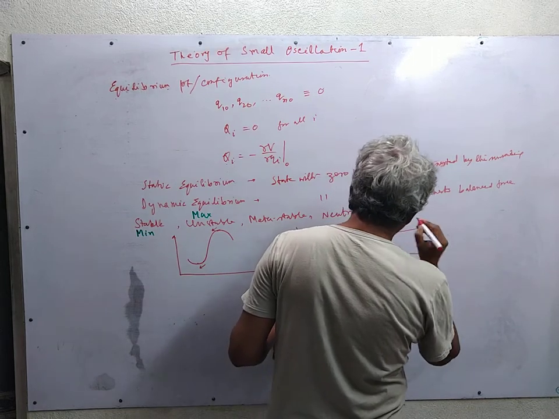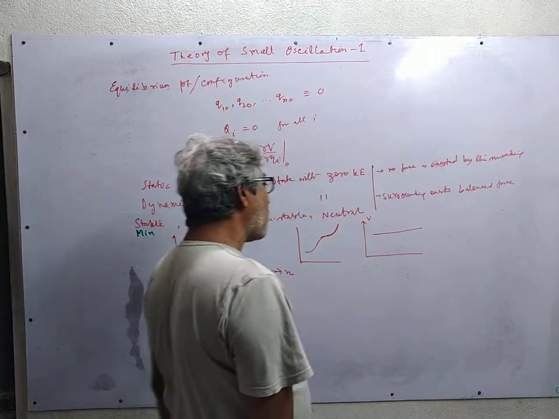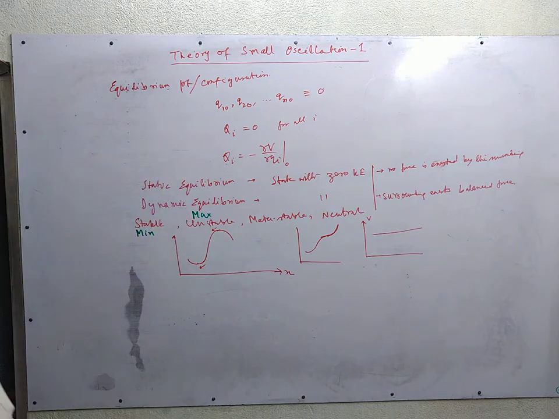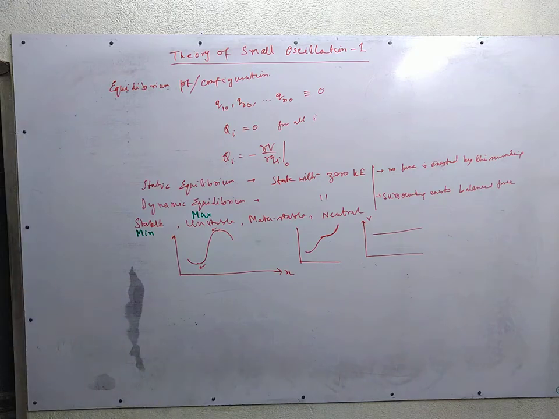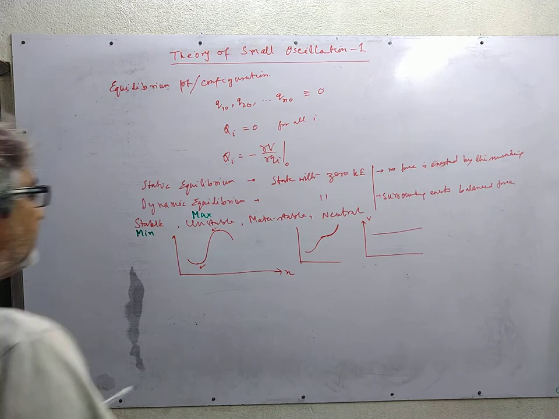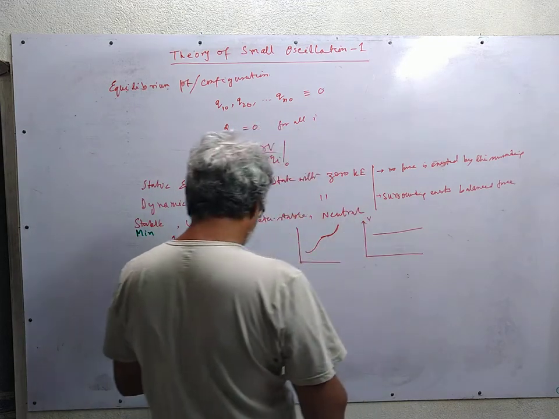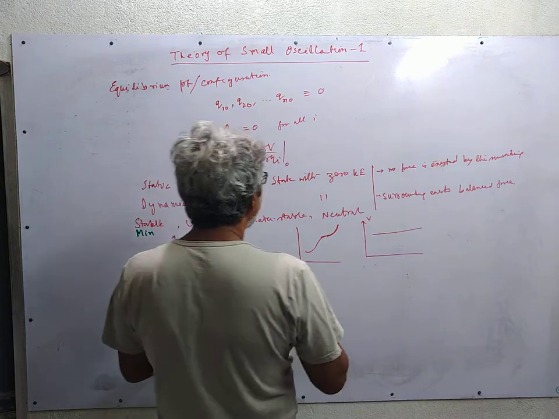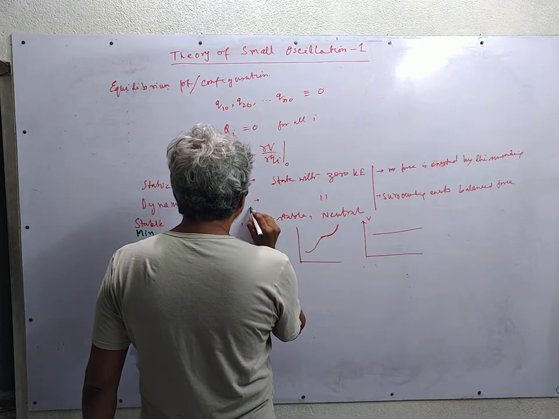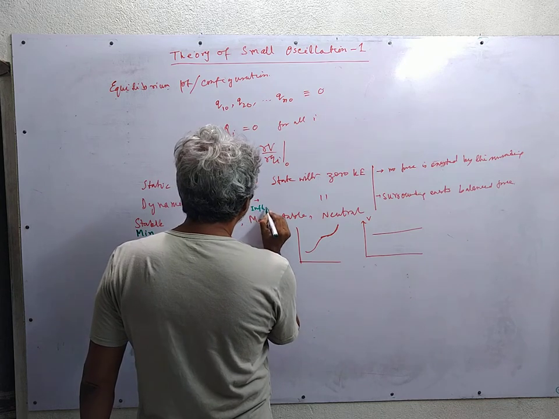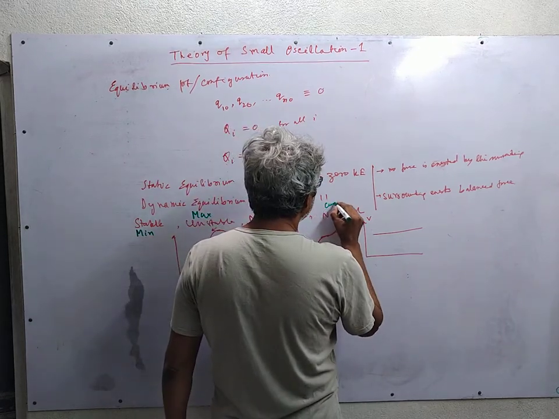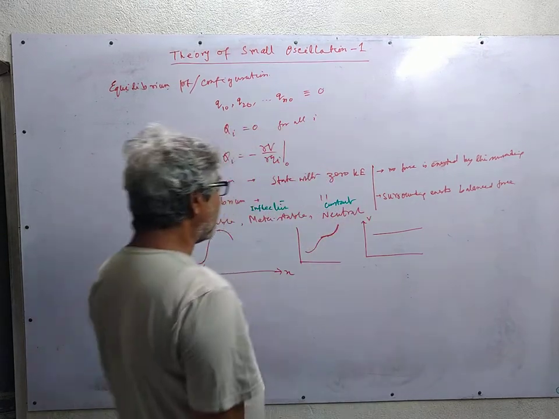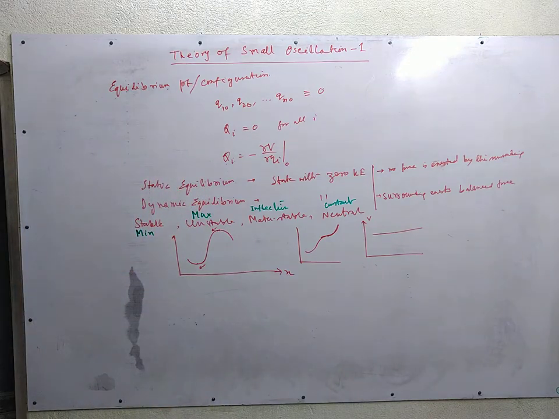And there is another type of potential which is called the neutral potential. Say V is constant all along. Then the particle is indifferent to the position where it is, because there is no change of potential, and it is the neutral potential. Here V is constant. So it is inflection, and it is constant potential. So these are the different categories of potential.